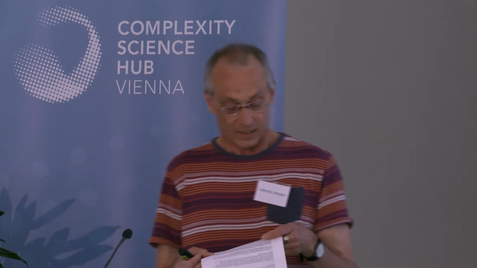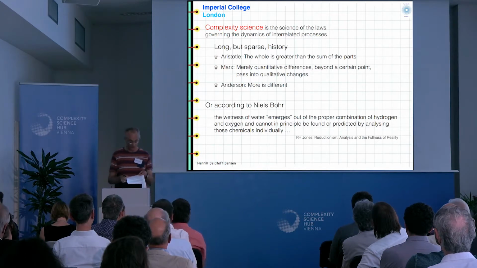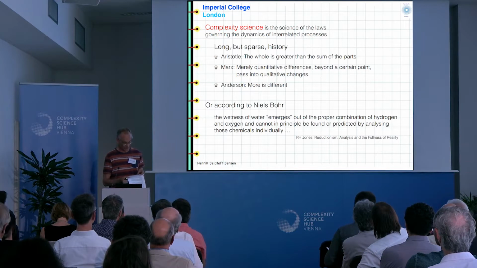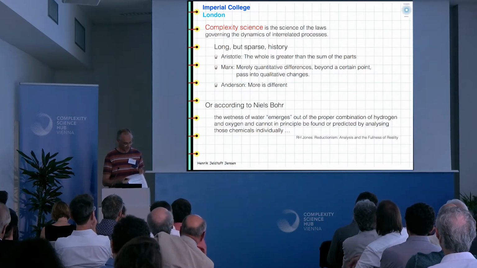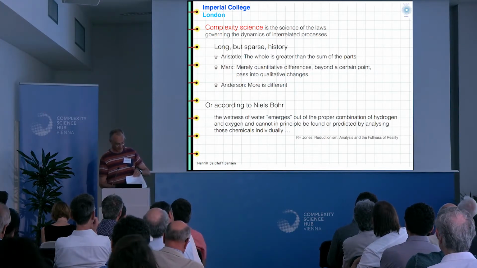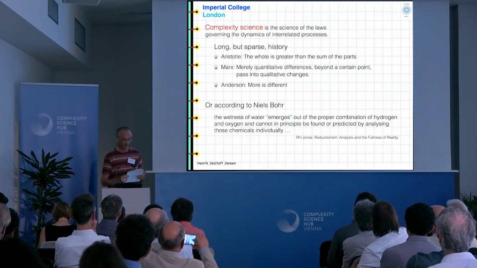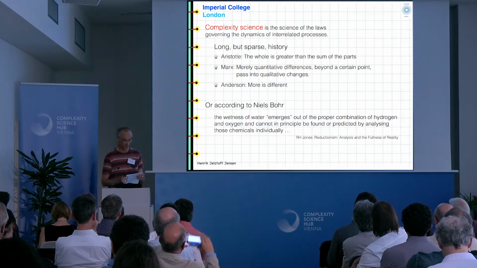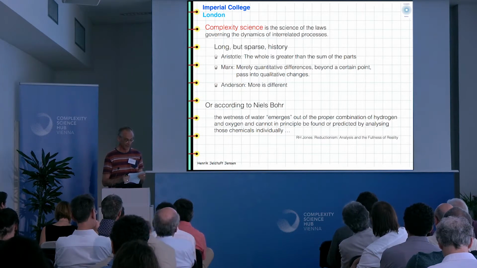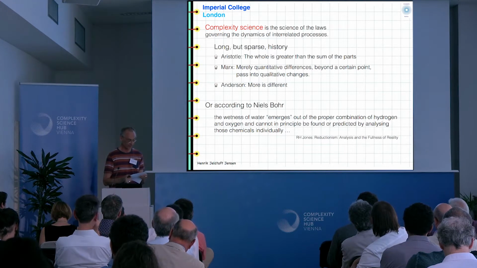So, for instance, think of scaling properties across species as developed by Geoffrey West and his co-workers. Or think of similarities in the excitation dynamics of the brain and rain showers, as pointed out by Dante Chialvo and his collaborators. Well, this isn't entirely a new way of looking at the world. Many will, of course, remember that Aristotle held the view that the whole is greater than the sum of the parts. Some may know that Karl Marx stressed that merely quantitative changes beyond a certain point pass into qualitative changes. And physicists in particular probably recall that Phil Anderson said more is different. Perhaps the most concrete way of formulating this is the way Niels Bohr did. The wetness of water emerges out of the proper combination of hydrogen and oxygen and cannot in principle be found or predicted by analyzing these chemicals individually.